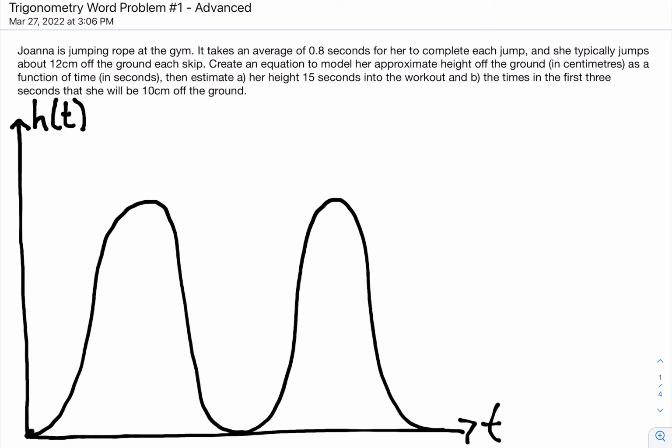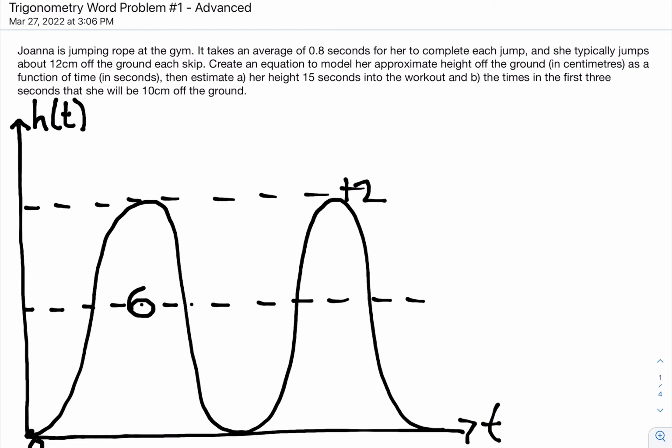We know that this is at 0, right? We know that the maximum is 12 centimeters off the ground. So if we drew a line to symbolize where the maximum is, this would be 12 right here, right? We know that the midline is just going to be the max plus the min divided by 2. And since the minimum is 0, it's just going to be half of the maximum, right? So the midline right here is just going to be 6 centimeters off the ground.